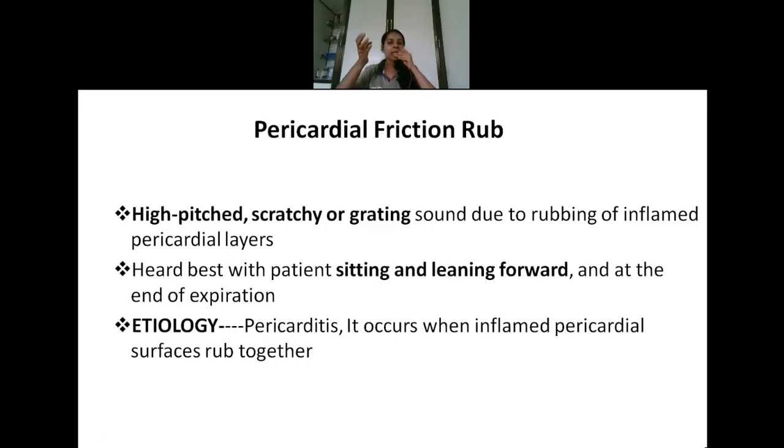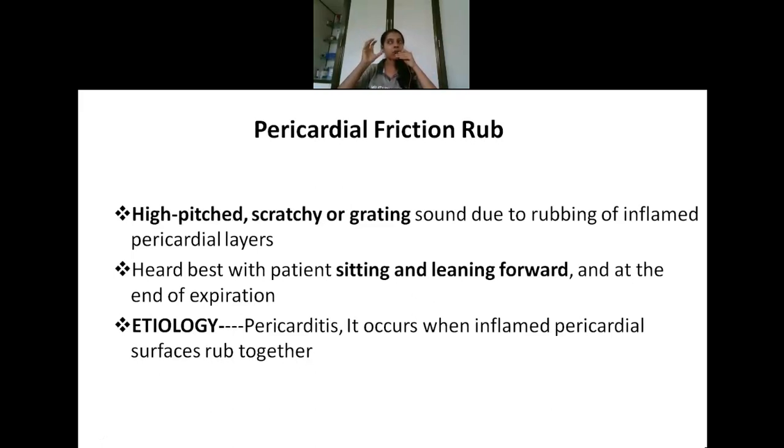Most of the time you can listen to this pericardial friction rub with the stethoscope. Ask the patient to sit and slightly lean forward, and then at the end of expiration you can always listen to the pericardial friction rub. So that is regarding the abnormal heart sound, pericardial friction rub.